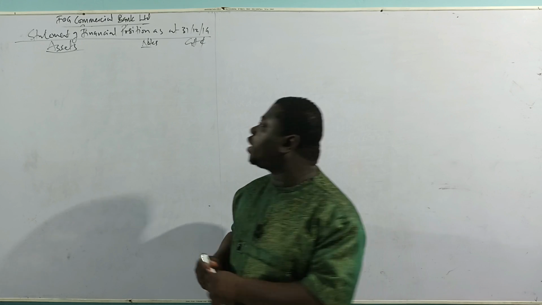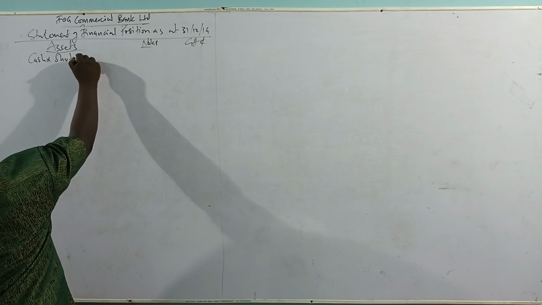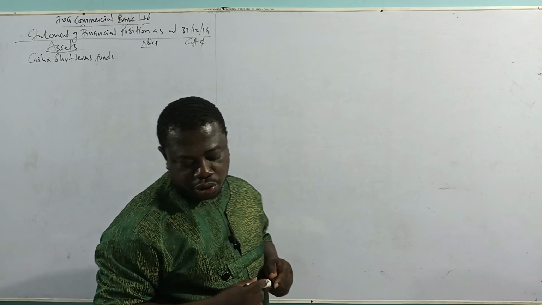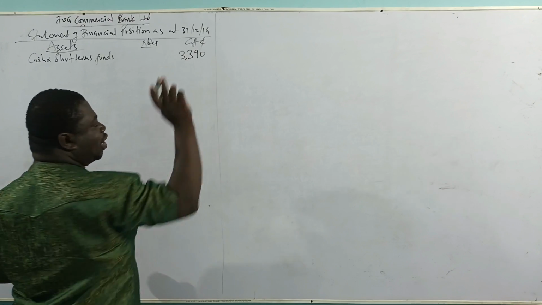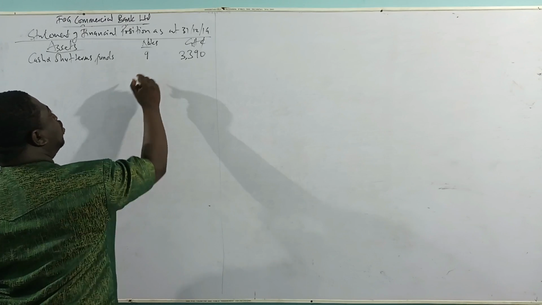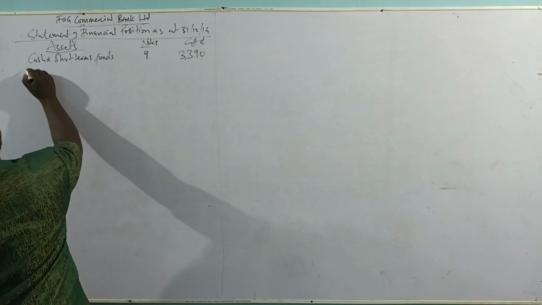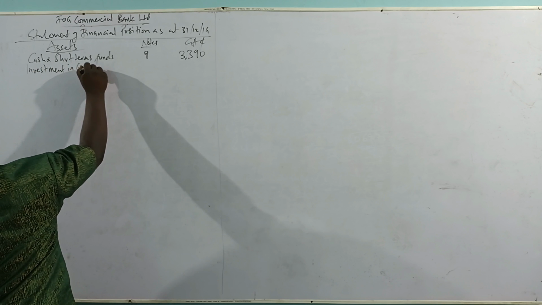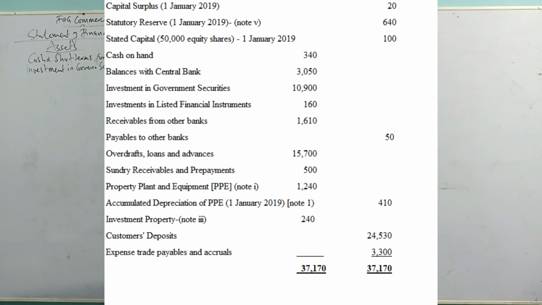Here you have to remember your format. So cash and short-term funds. And remember, we did workings for this. So we'll go to the notes, pick the figure, and then we show the notes. So the total value for cash and short-term funds was 3,390 from the workings that we did. And it's at note 9. So you can verify what we have done. And then we look at the investments in government securities. Investment in government securities is given to us in the question as 10,900.